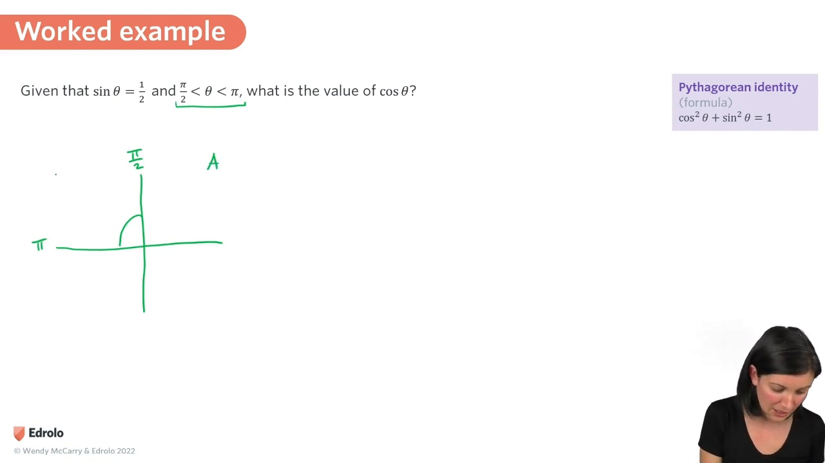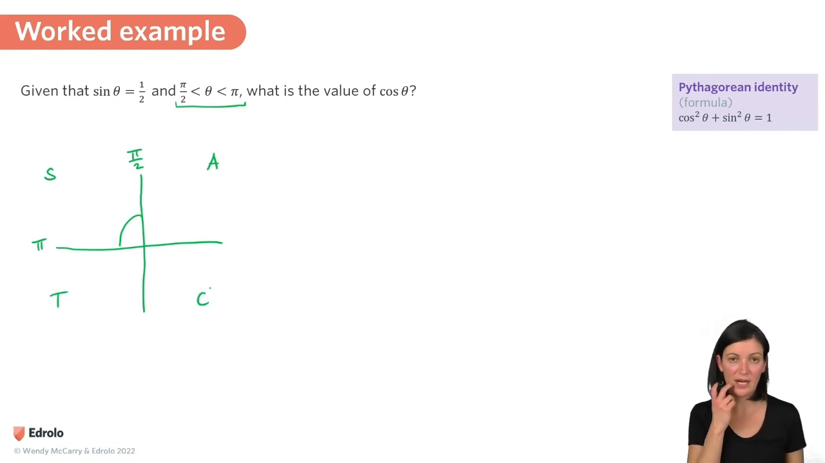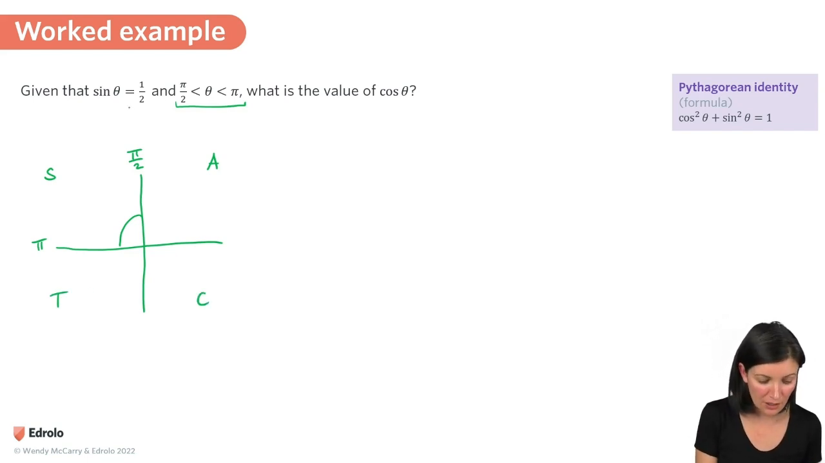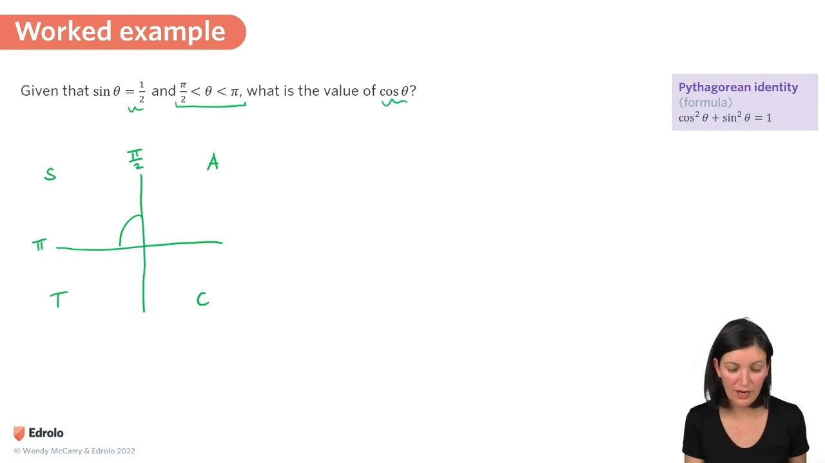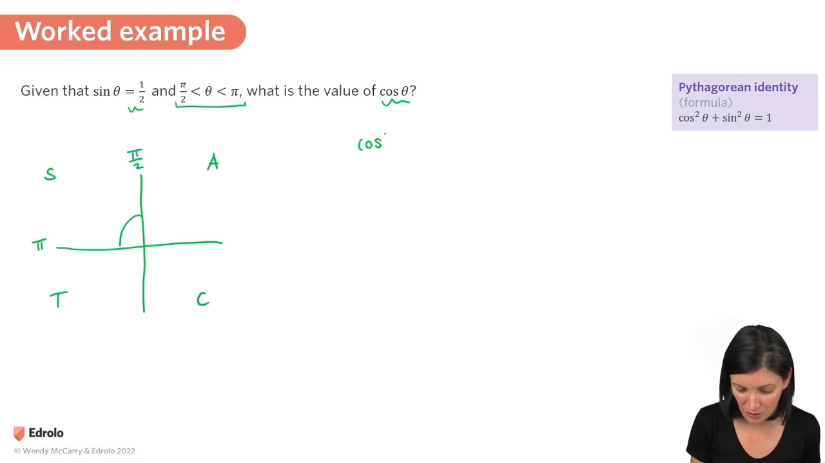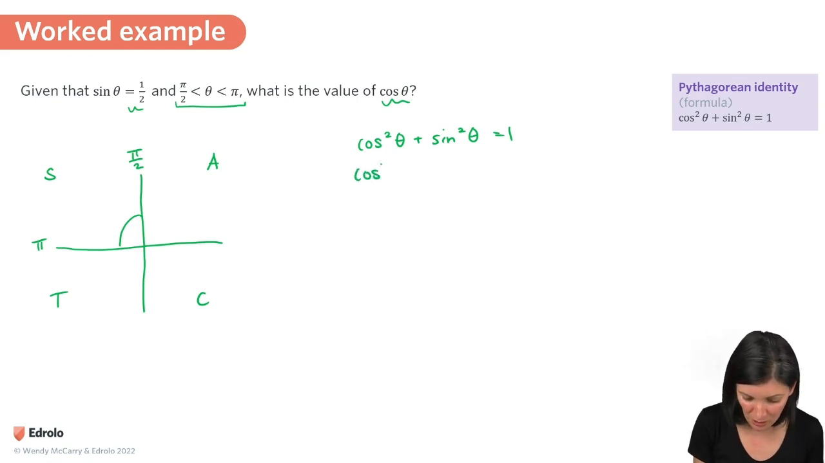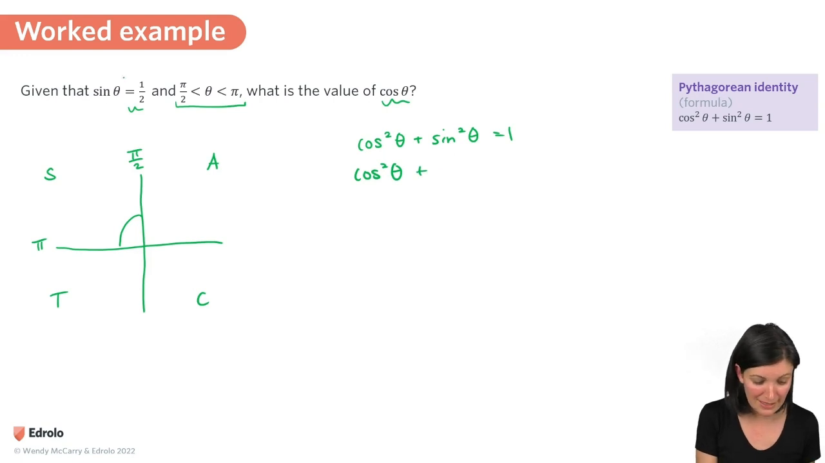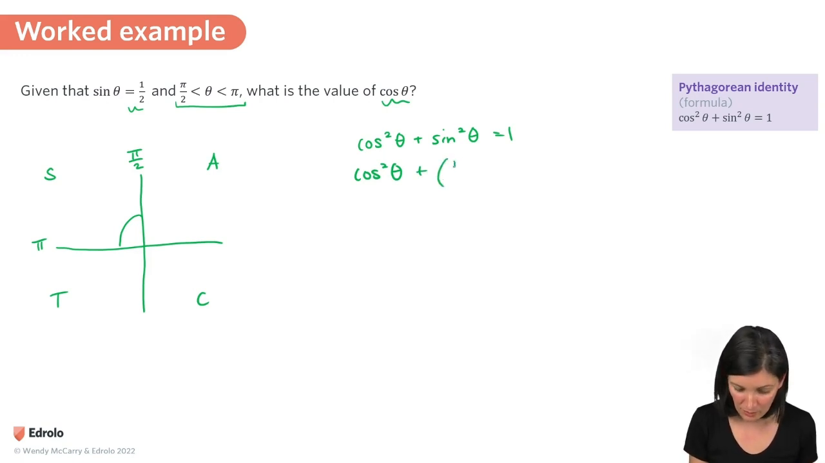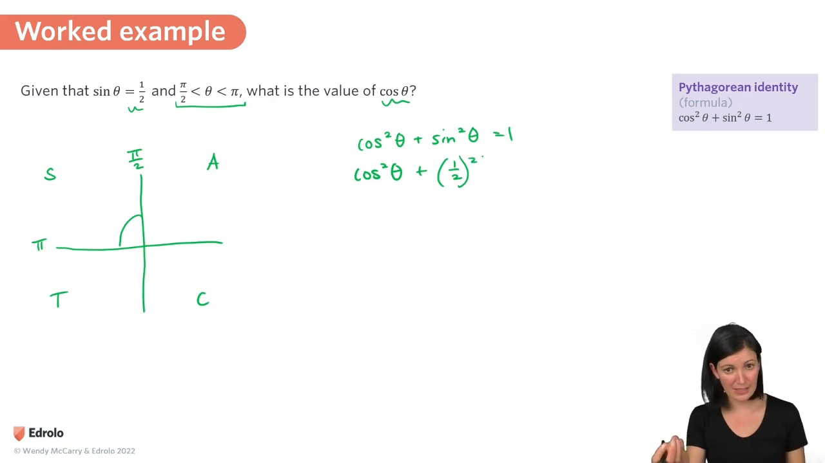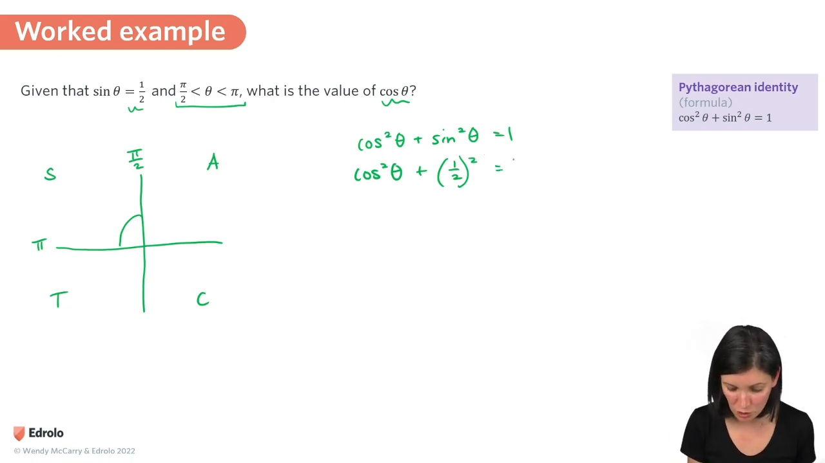And I'm just going to write in my ASTC because that's going to help me out in a second. All I know is that sine theta is equal to a half, and I want to find cos theta. So I need a relationship that relates sine and cos, which is my Pythagorean identity. So we've got cos squared theta plus sine squared theta equals 1. We don't know what cos squared theta is. That's what we're trying to work out. But we know that sine of theta is equal to a half, so I'm going to do a half, and I've got to square it because it's the sine of theta squared. And that's equal to 1.